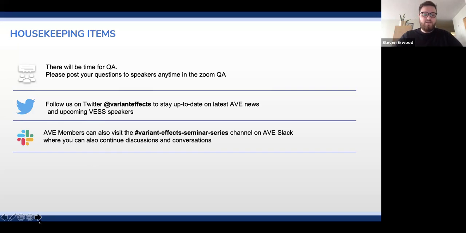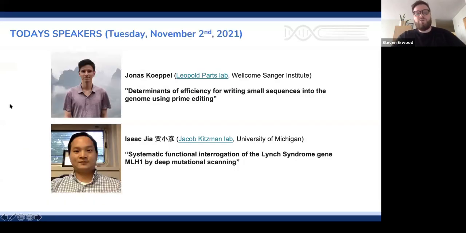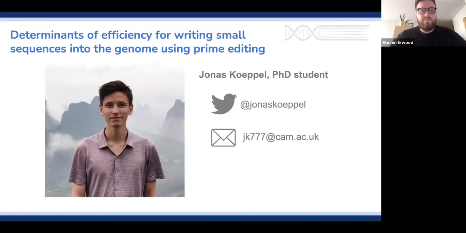And so today, we have talks from Jonas Koeppel, who is a PhD student in Leopold Parts Lab, and he's going to be talking about the determinants of efficiency of writing small sequences into the genome using prime editing. And then second up, we have Isaac Gia, who's talking about a deep mutational scan he's done following up on his MSH2 screen he had done previously, where he's now looking at MLH1. So first, we're going to have Jonas speaking.